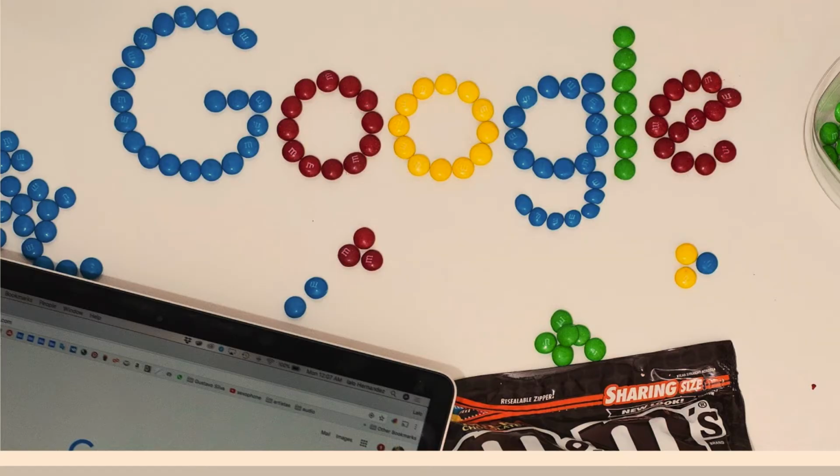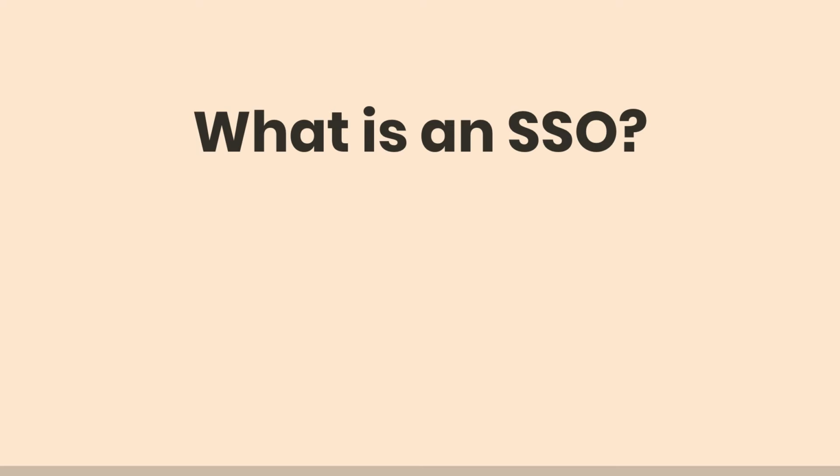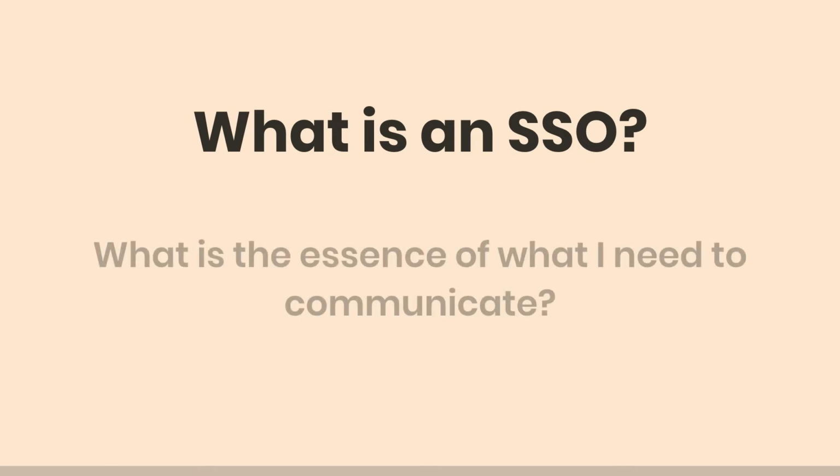So I thought we would do an example together. I couldn't find a good example for SSO, which is the game we're going to play. A lot of SSOs relate to Google, and there's a free image somewhere of someone making Google out of M&Ms, so I figured why not. So what is an SSO? I've explained that a lot. It's complicated, it's already an acronym, right? What is the essence? You can feel free to raise your hand or just shout it out.